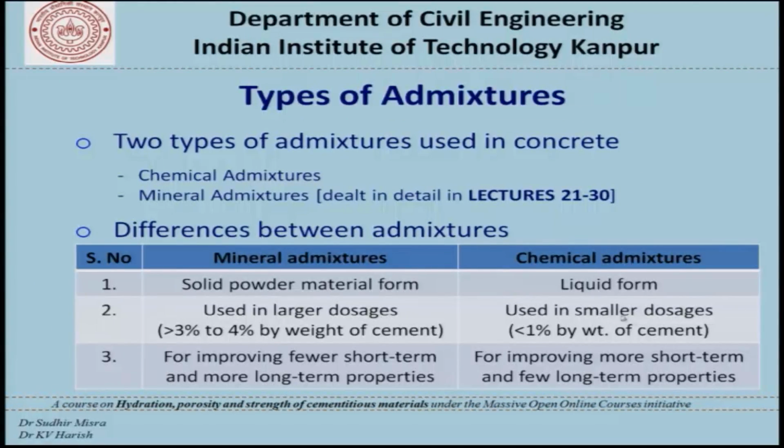Chemical admixtures are used in smaller dosages, usually less than 1%, and the dosage of mineral and chemical admixtures are based on weight of cement. The third difference is that mineral admixtures are added for improving fewer short term properties and more long term properties. In the case of chemical admixtures, they are added for improving more short term properties and few long term properties.